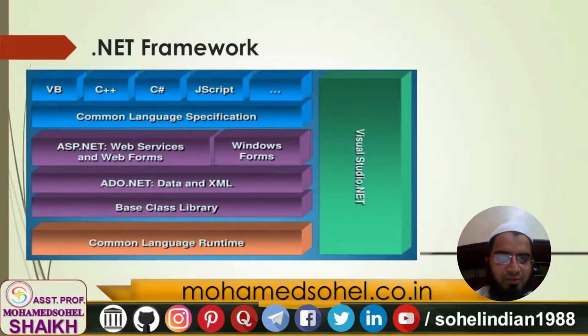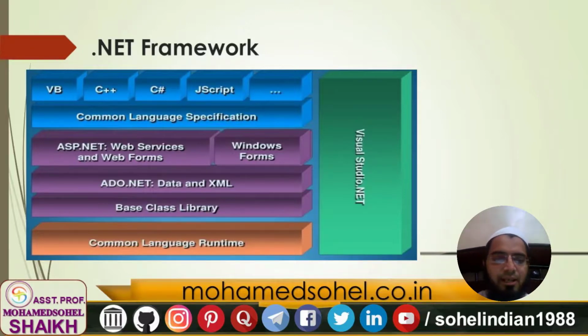Now the next layer is the CLS. CLS is a set of rules and constraints that all languages must follow if we want them to be compatible with the .NET framework. It means that all the languages supported by the .NET framework follow some rules and constraints, which is the CLS, the Common Language Specification. It is used to support the theme of .NET, that is unification and interoperability.